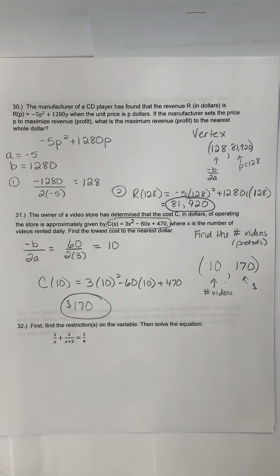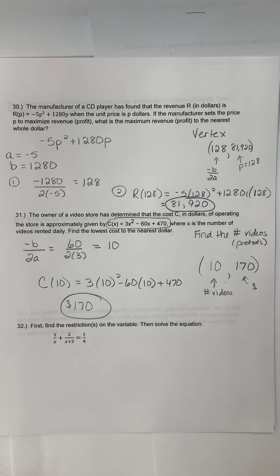Number 32. Number 32 wants 2 items. It says first, find the restrictions on the variable, which is just what can the variable not be? Otherwise, it would be undefined. So what would make x undefined or 0 in the denominator? Well, here, if x is 0, we're in trouble. So x cannot equal 0.